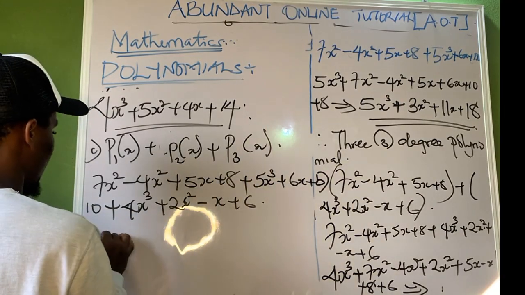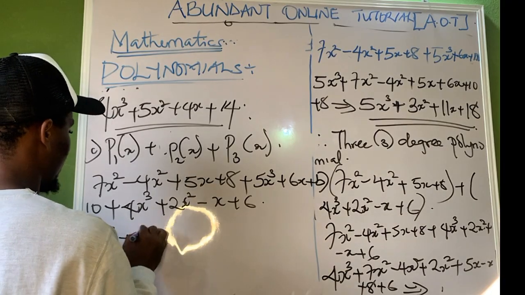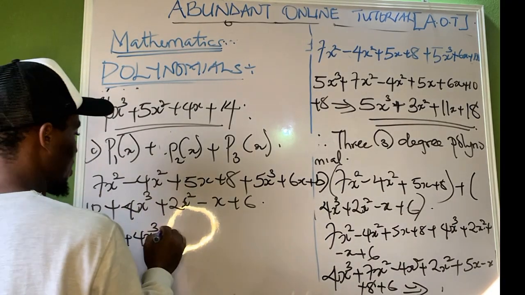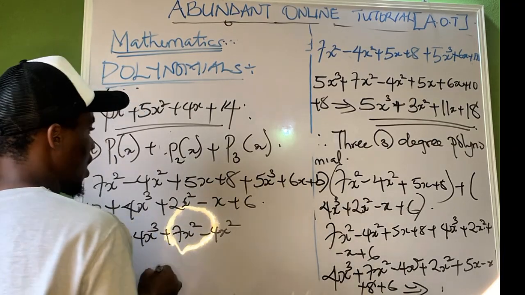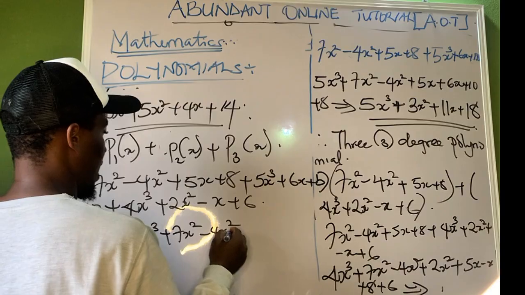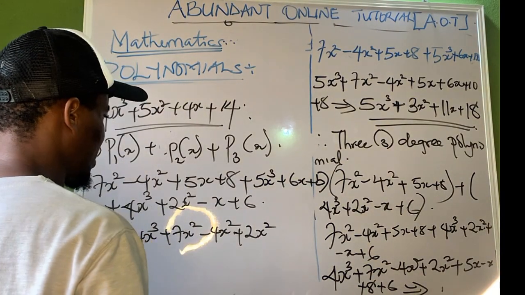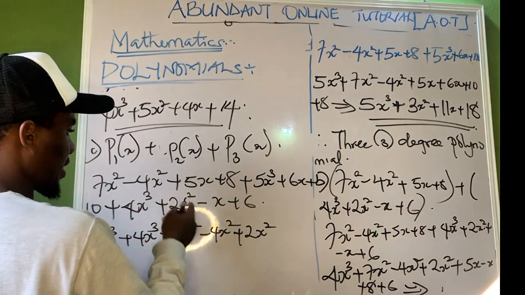I have my 5x cubed. After 5x cubed, I have my plus 4x cubed, followed by my second degree, which is plus 7x squared, minus 4x squared. After that, I now have plus 2x squared. That has been settled. I have my 2x squared. After that, what do I have?